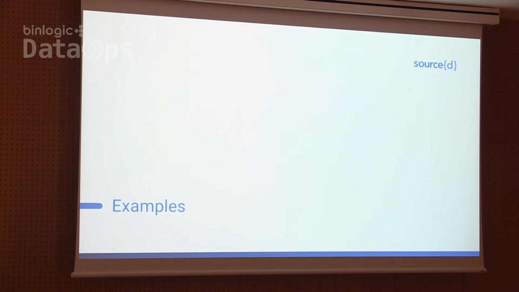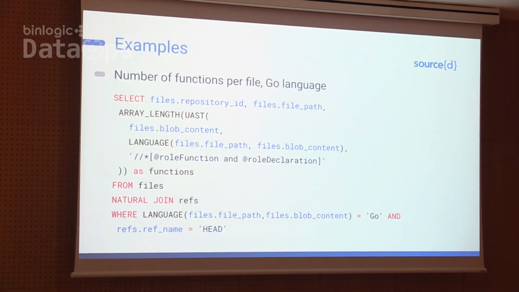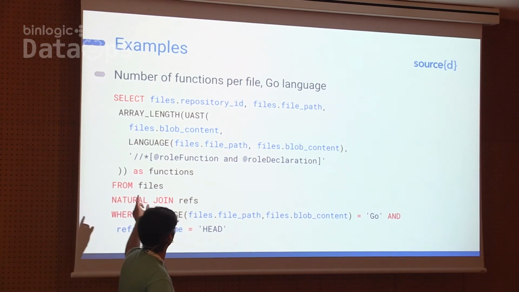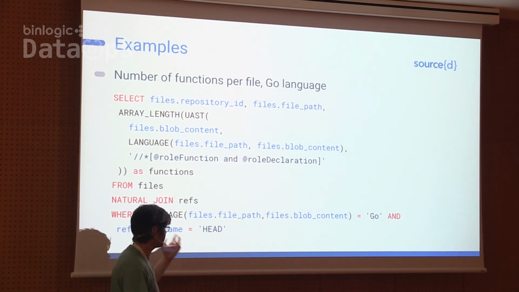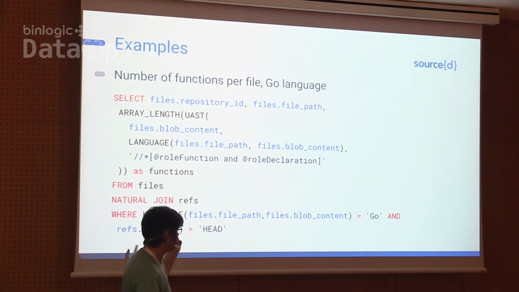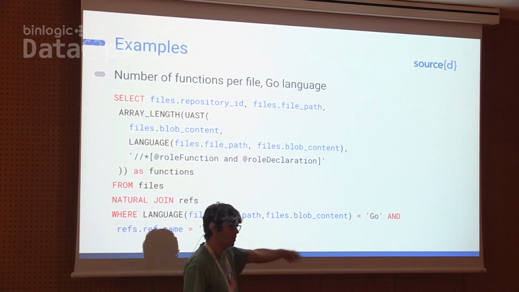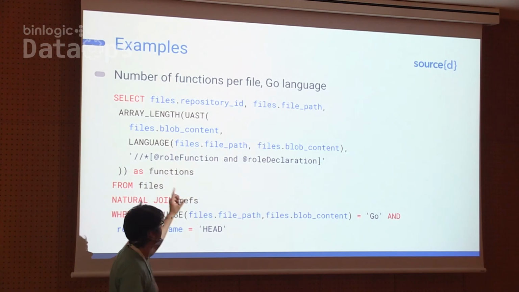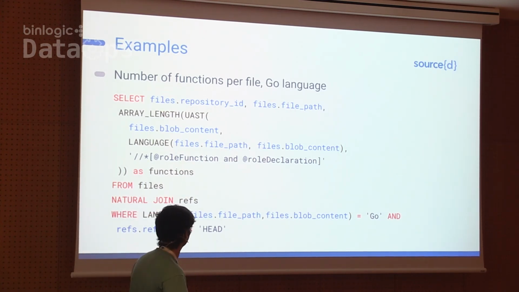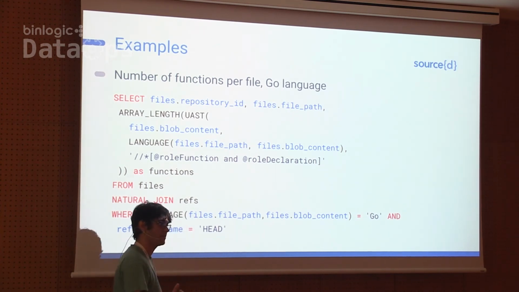Also, I'm going to show you some examples of what you can do with this tool. In this query, what it's doing is getting the number of functions. Well, it's getting all the files from the tip of the repository, all the files that have the language Go, and counting the number of functions defined in that file. So it's a way to find complex files, for example.